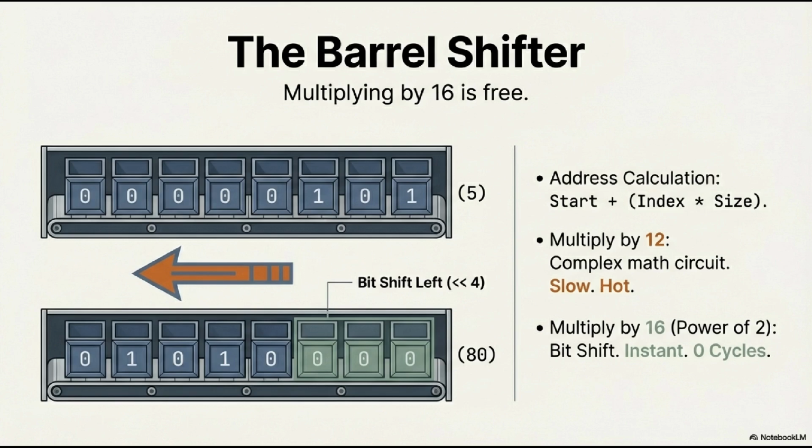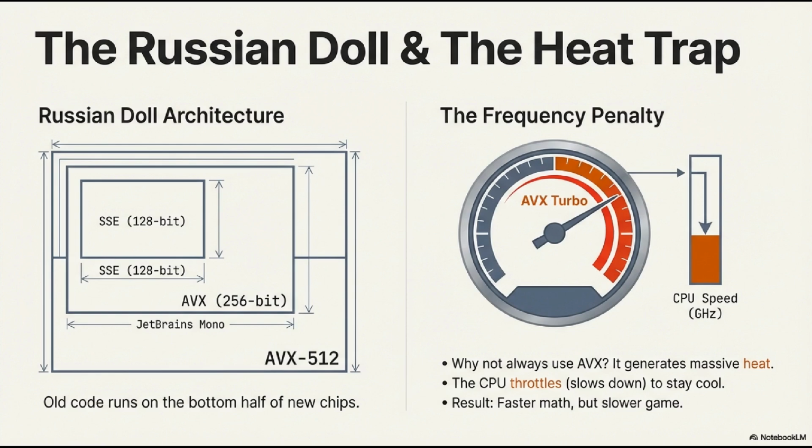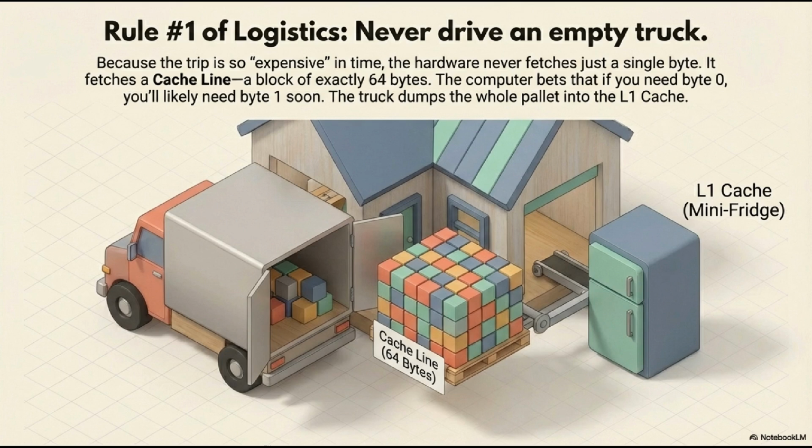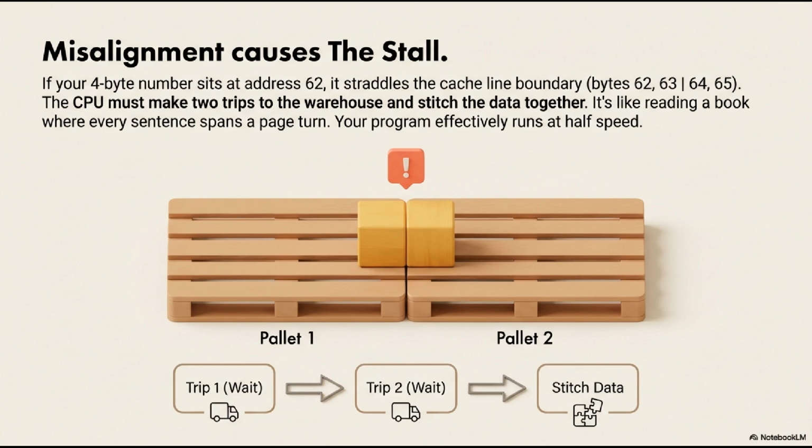Yes. Now look at scenario 2. The size is 16 bytes. The CPU has to calculate 5 times 16. 5 times 16 is 80. Okay, that's a bigger number. Isn't that harder for the CPU to calculate? It's a bigger number, but for a binary computer, it is infinitely easier. And the reason is because 16 is a power of 2.